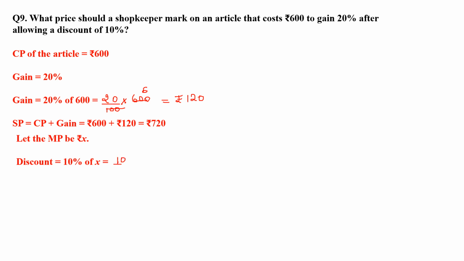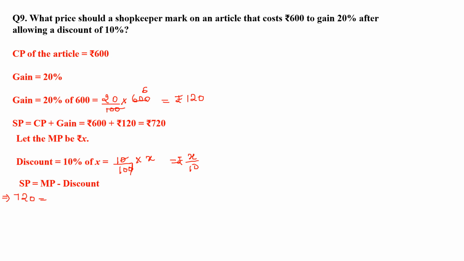So let's calculate 10% of X. It will be 10 by 100 into X. And if you reduce it, you will get X by 10. So your mark price is X rupees, discount is X by 10 rupees, isn't it? And we know a relation. If mark price and discount, you know how to find the selling price. Selling price is mark price minus discount. And this selling price value, you already know it is 720 rupees.